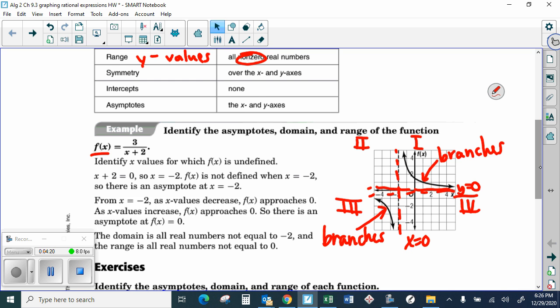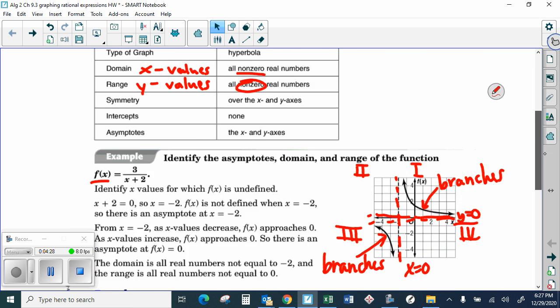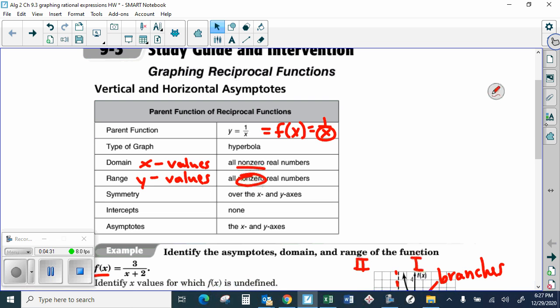Intercepts means the x-intercept or the y-intercept, meaning where we cross the x-axis or the y-axis. So if we look back up here, they don't have the graph of this, so the graph of this looks like this. That's the first quadrant one. Here's the second quadrant one.